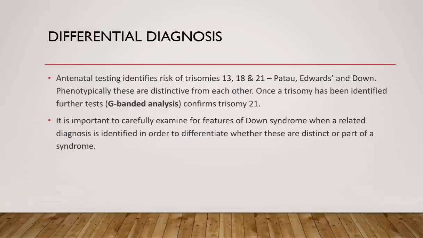Differential diagnosis. Antenatal testing identifies the risk of trisomies 13, 18 and 21, pertaining to Patau, Edwards and Down syndrome. Phenotypically, these are distinctive from each other. Once a trisomy has been identified, further testing with G-banding karyotype analysis confirms trisomy 21. It is important to carefully examine for the features of Down syndrome if a related diagnosis is identified, in order to differentiate whether these are distinctive or part of the syndrome.